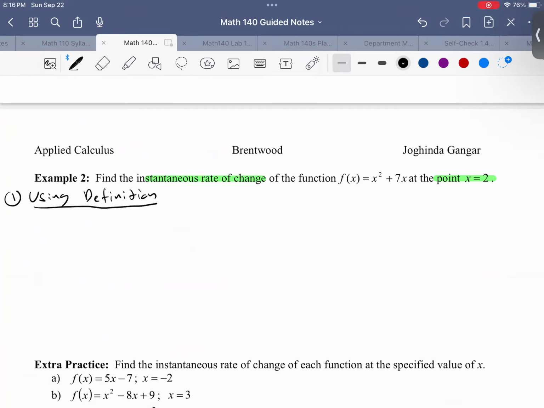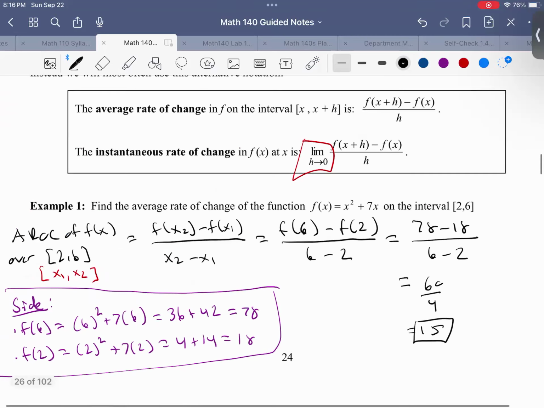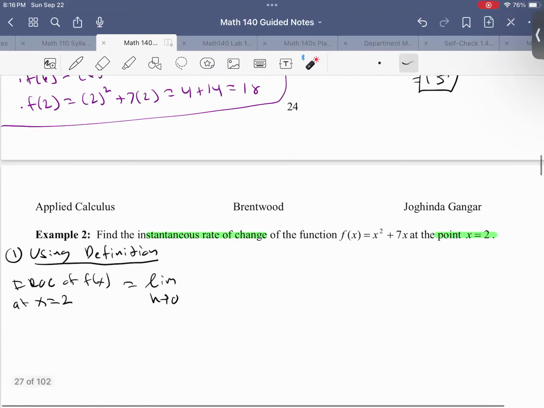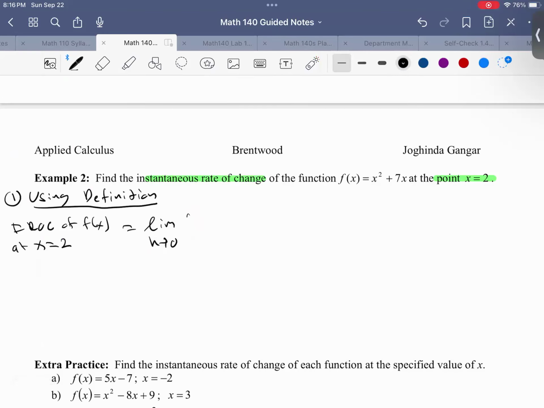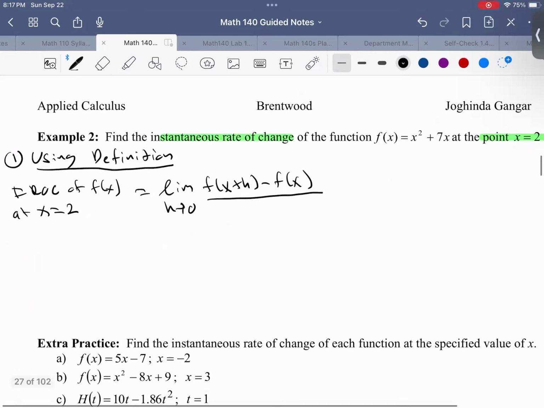All right, so the instantaneous rate of change of f of x at x equals 2 is going to be the limit as h goes to 0, just using this formula up here, of f of x plus h minus f of x, all over h.